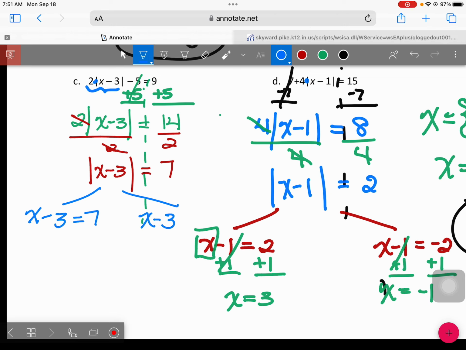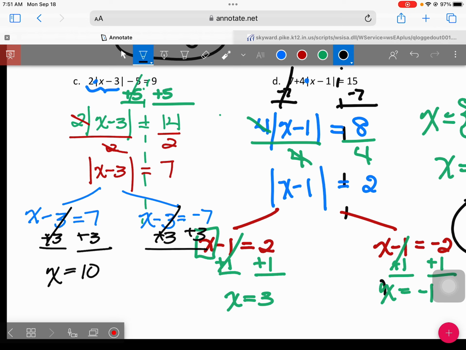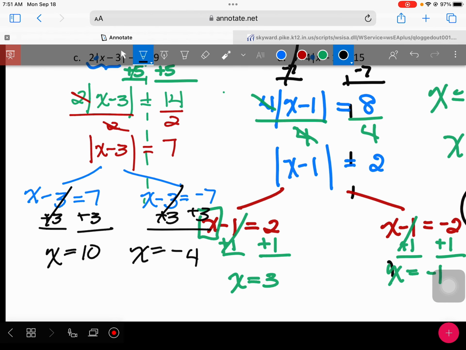Now we separate: x minus 3 equals 7, and x minus 3 equals negative 7. Solve for x. Add 3. X is equal to 10. Add 3 on the other side: x is equal to negative 7 plus 3, which is negative 4.